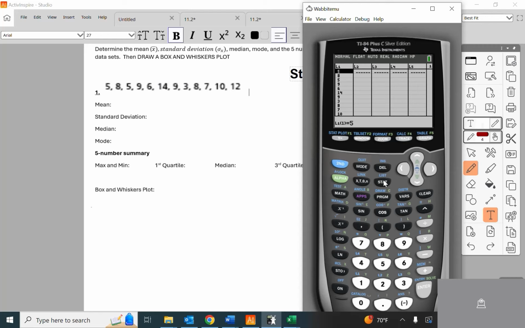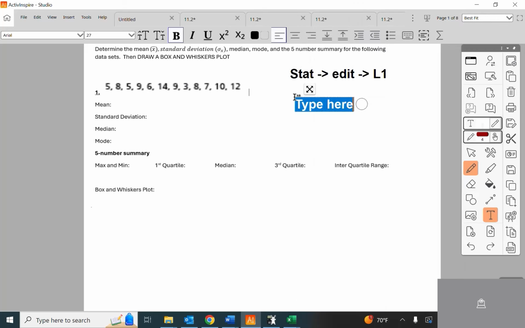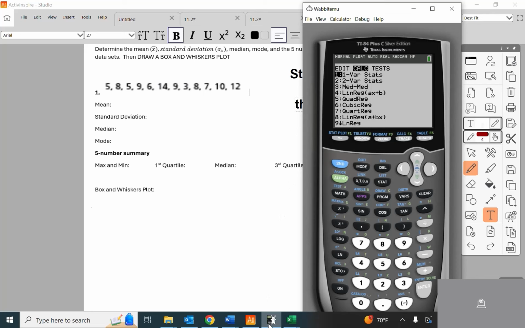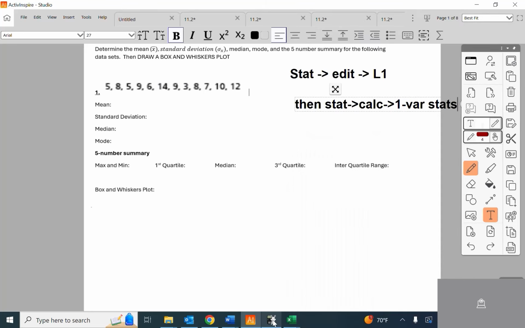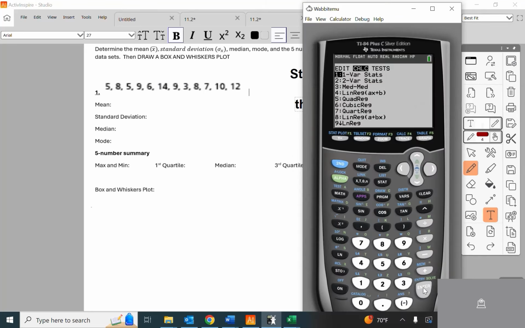Alright, from here what I'm going to do is click Stat, Calc, 1-Var Stats. There is no frequency list, there's just something in list 1. So be careful about a frequency list. You only use a frequency list if you have 2 lists. You only have 1 list. So calculate. And there is everything.